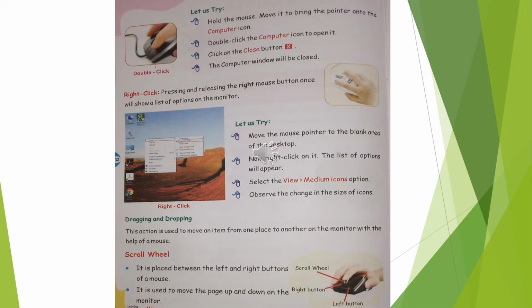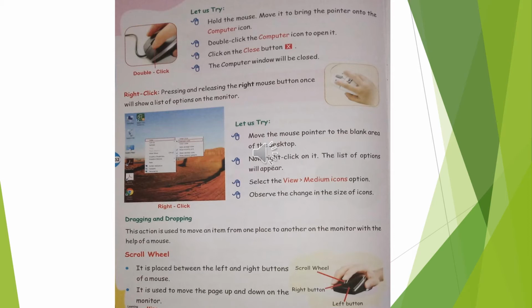Here we will move the mouse pointer to the blank area. Then we will right click on it. The options will appear. Then we will select view, then the medium icon option. Then we will observe the change in the size of icons. Clear? Dragging and dropping. This action is used to move an item from one place to another on the monitor with the help of a mouse.